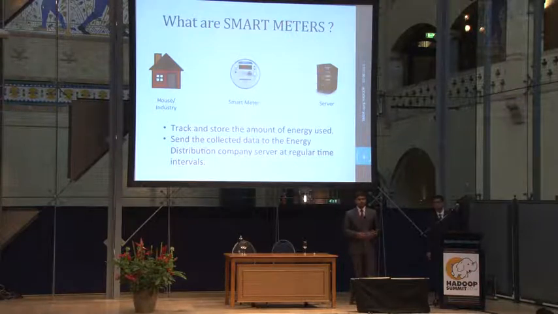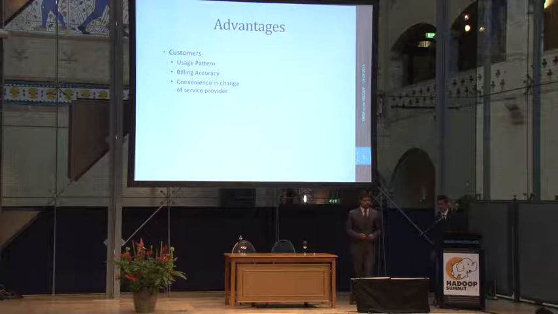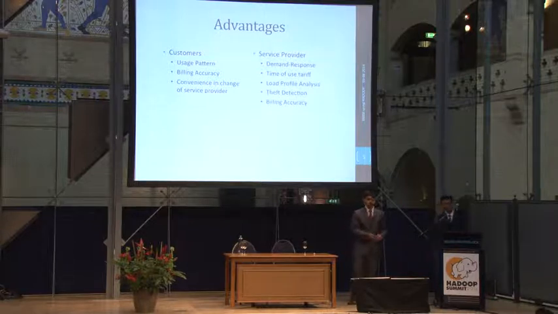What the smart meter and what the MIF contains: it stores a timestamp and how much data is used by the customer or by the end user. So we are doing this smart meter work. There are some advantages. As previously told, there are two patterns, the two segments, customer and the service provider.